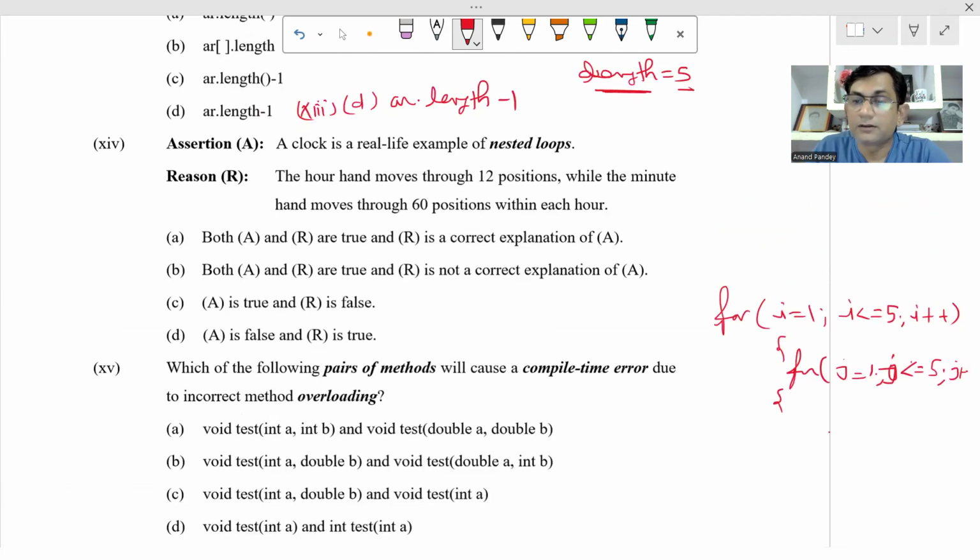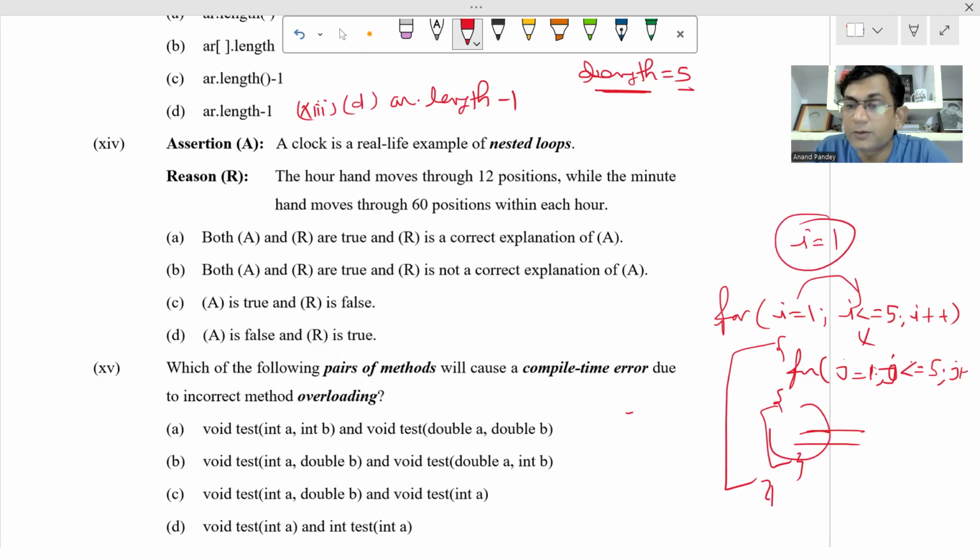Now look at it. Consider something written here, and both loops close. The first time, the value of i will be 1. The condition will be true, and control will go inside the loop. Then the value of j will start from 1, and the value of i will remain 1, and this loop will be repeated how many times? 5 times. If you do not know the working of a nested loop, you can go through the videos I have already uploaded in the loop playlist. From there you can learn how a nested loop works. So this loop will be repeated 5 times.